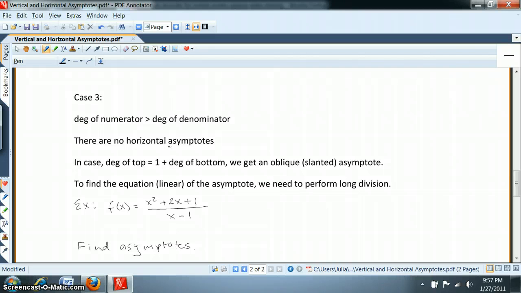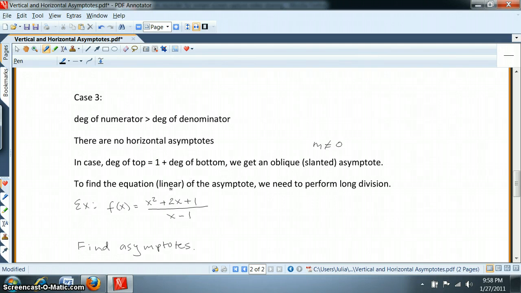But there is something that occurs specifically when the degree of the top is 1 larger than the degree of the bottom. Then we get something that's called an oblique or slanted asymptote, not quite horizontal, but it would have a slope that's non-zero. A slope m that does not equal 0. That's what we mean by oblique. And whenever the degree of the top is 1 larger, we do get an oblique asymptote in this case. And it does play a role on the graph, so we still have to find it.